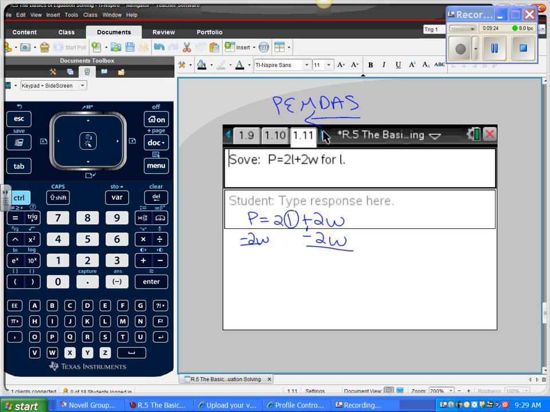Now, are P and 2W like terms? No, absolutely not. You can't combine those. So we're going to leave them. So here's, I guess I should make that look like an L so you're not confused. So P minus 2W equals 2L. We got one more step to get that L alone, and that's to get rid of that 2. So how do I undo that multiplication? I use division. So my literal equation now becomes L equals P minus 2W divided by 2. And we will be using these quite a bit as well.